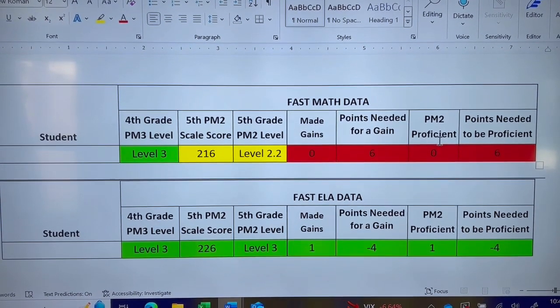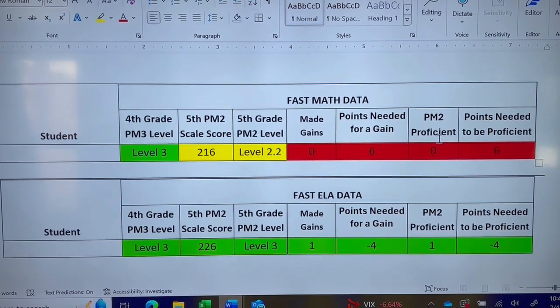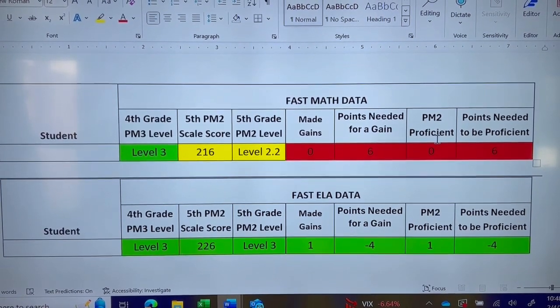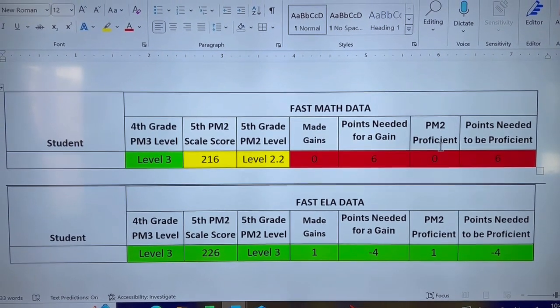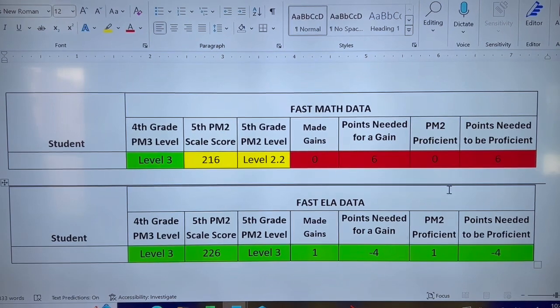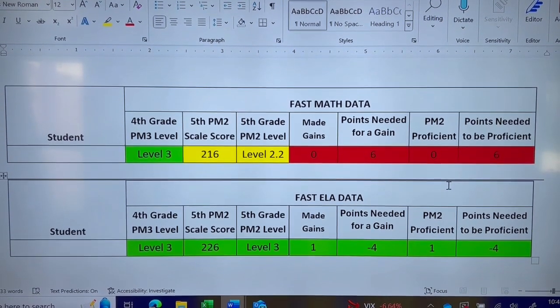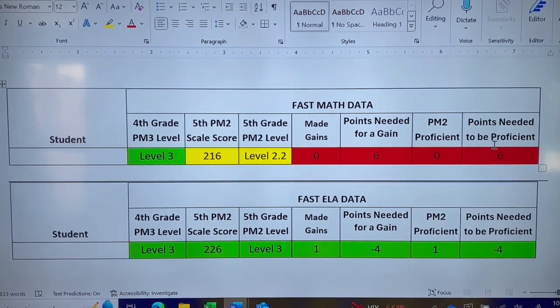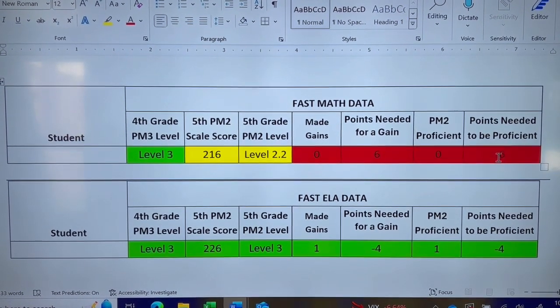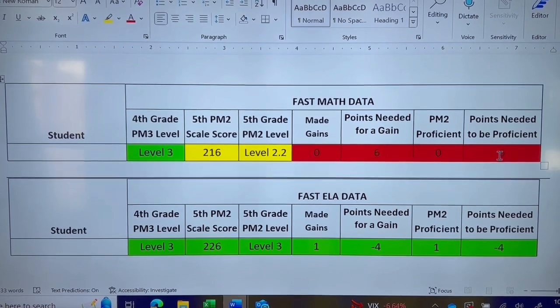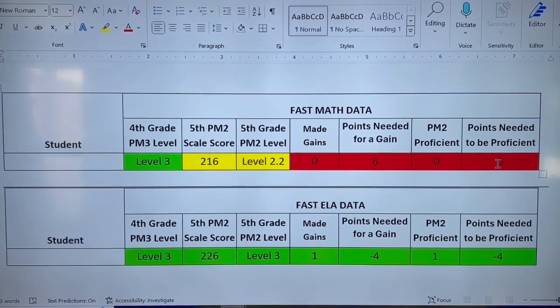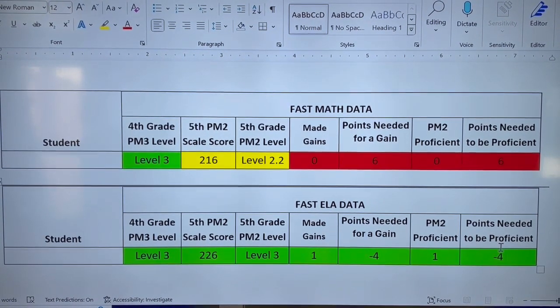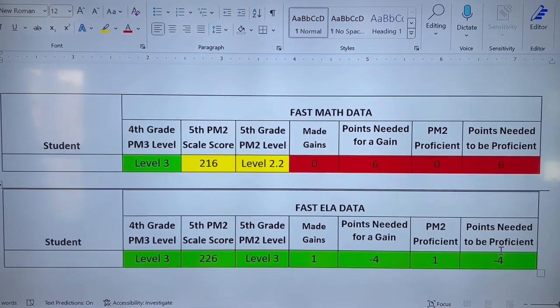The next two columns are about proficiency. We want all of our students to be proficient in both math and ELA, so that's our goal. So this will be a 0 or a 1 if they made proficiency in the middle of the year. And the last column is how close they are to being proficient. So this column will tell you, in this example, this student is only 6 points away from being proficient in math. However, this student has already made proficiency in ELA.